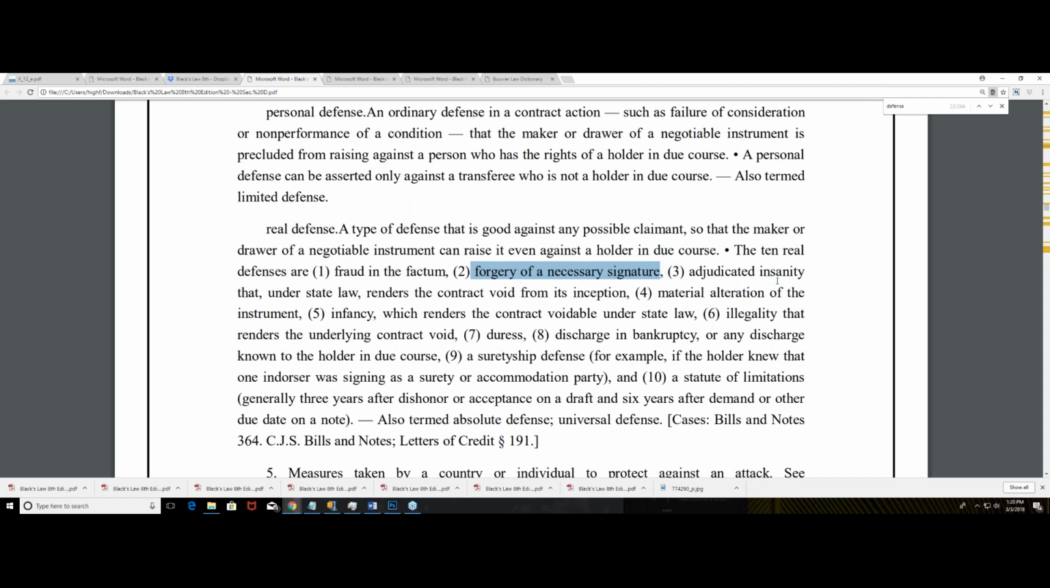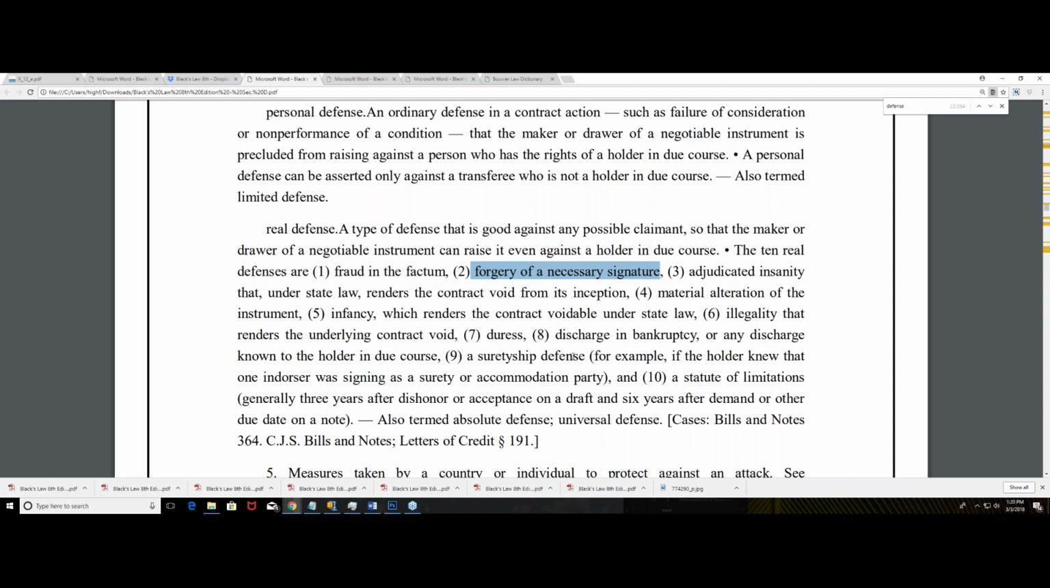3, adjudicated insanity. Everybody in the mortgage industry should be paying attention to this too. These are your defenses. 3, adjudicated insanity that under state law renders the contract void from its inception. 4, material alteration of the instrument. 5, infancy, which renders the contract voidable under state law. 6, illegality that renders the underlying contract void. 7, duress.